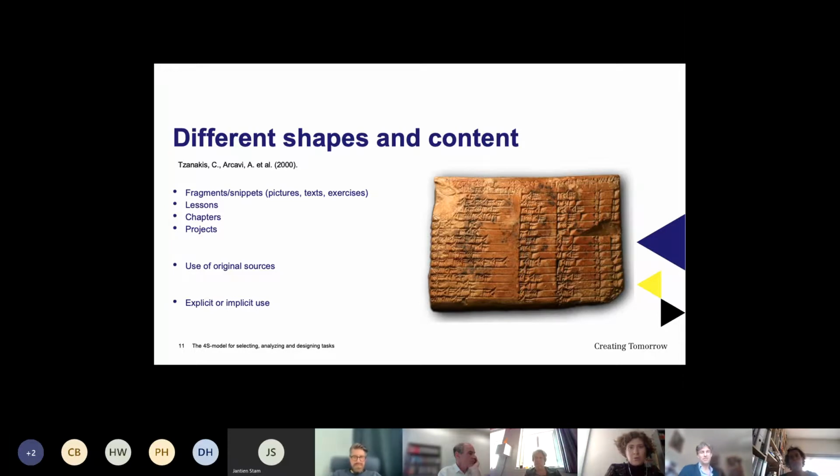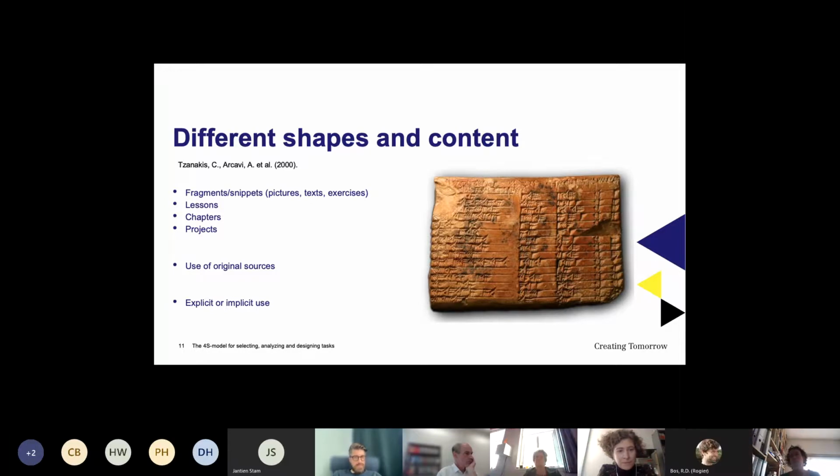I listed a few. We can have historical fragments, or they are also called snippets, by the famous Tsanakis paper, which you can think of as pictures, texts, exercises in curriculum materials, in textbooks. You could also have entire lessons or entire chapters or entire projects on history of mathematics, or use history of mathematics as a structure for a project. Another type of form to present history of mathematics in is by using original sources.